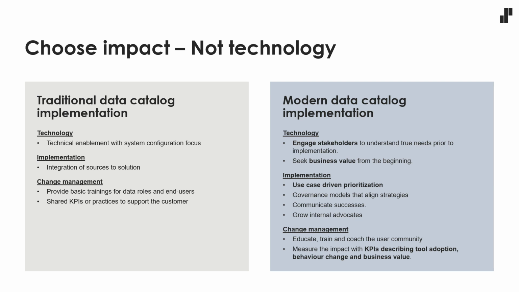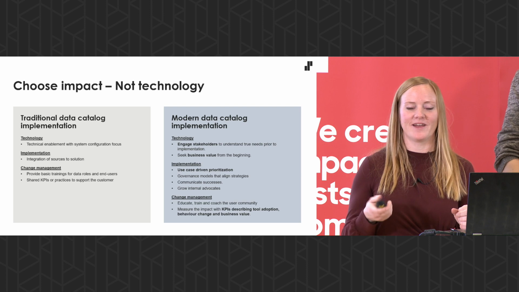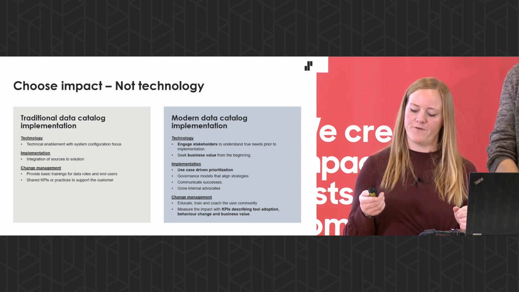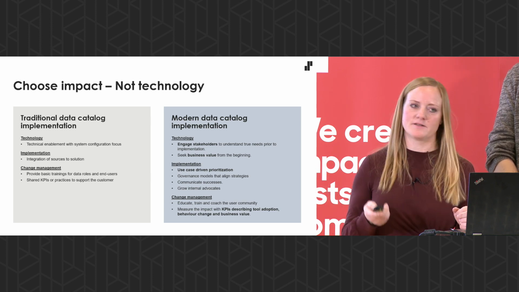So we do it for use case-driven prioritization. Taking one use case at a time, it doesn't have to be the most complicated we start with. Could be that we just want an overview of the business terms, for example. And then also communicate our successes and grow these internal advocates. So it sounds easy to find them, but finding people, doing the communication, having a communication plan, educate, train, and coach takes a lot of time and a lot of stakeholder management. And also measure our KPIs based on this.